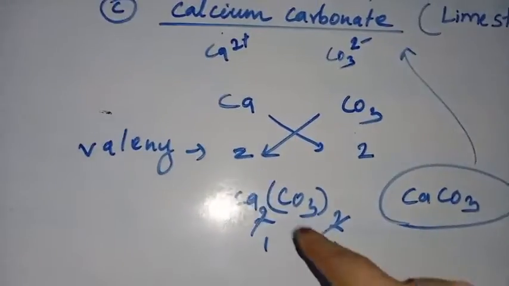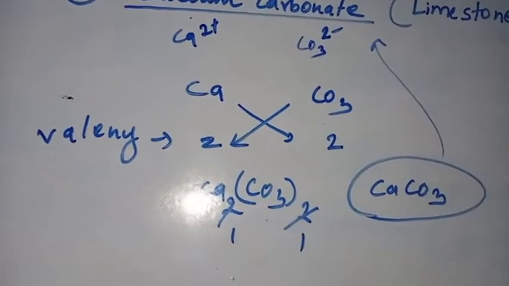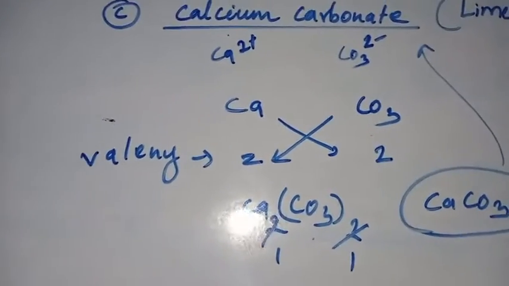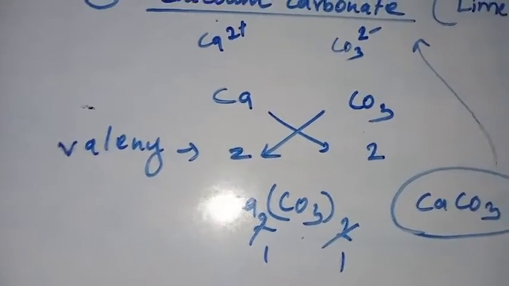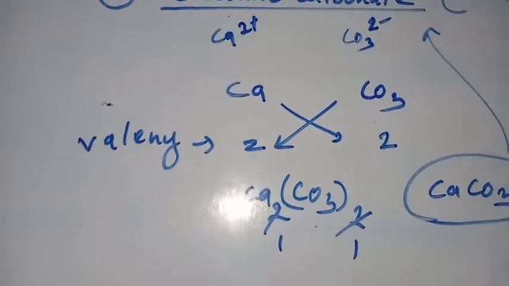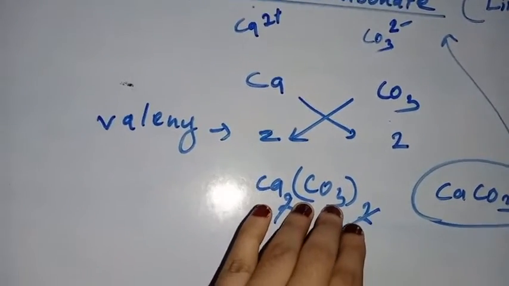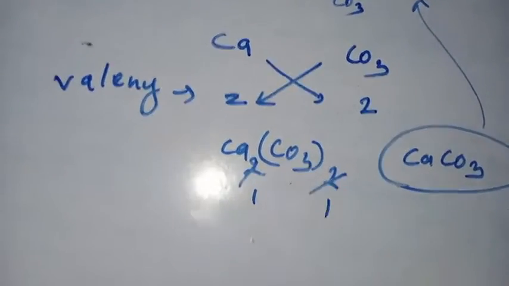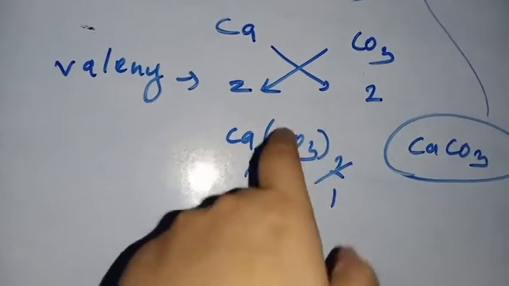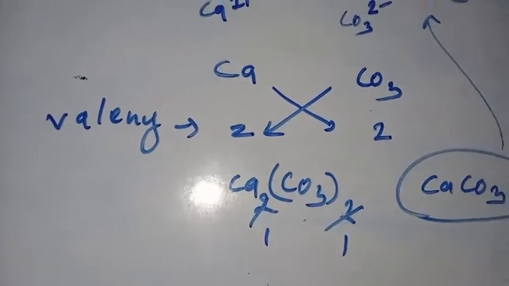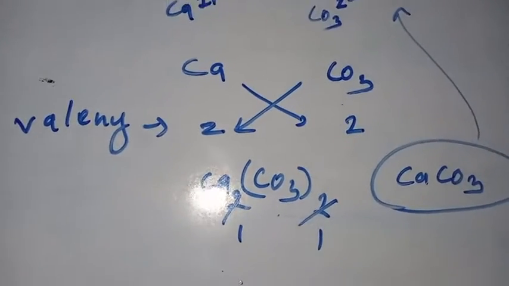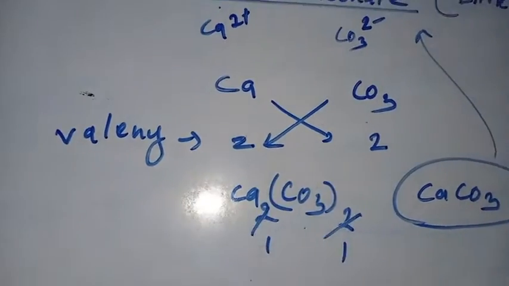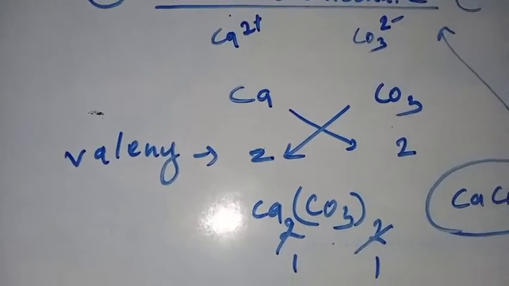Don't forget to put the bracket over any ion which is made up of a group of atoms, because if you forget to put the bracket, then whatever subscript you put will not belong to the whole group of atoms, but will belong to just a single atom. So always put a bracket if you have an ion which is made up of a group of atoms.